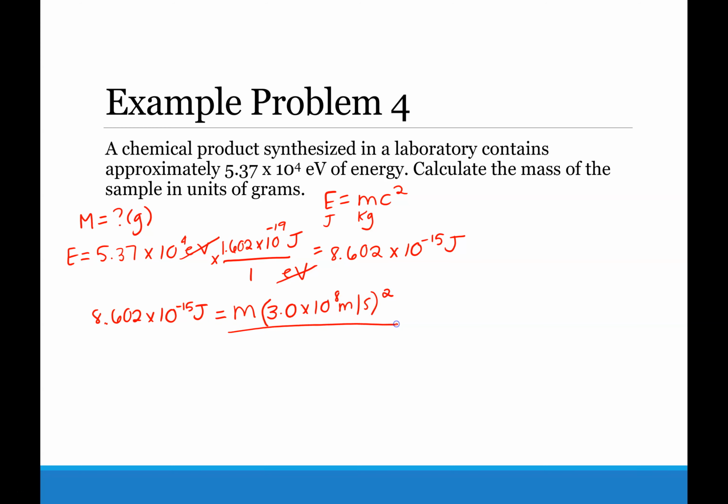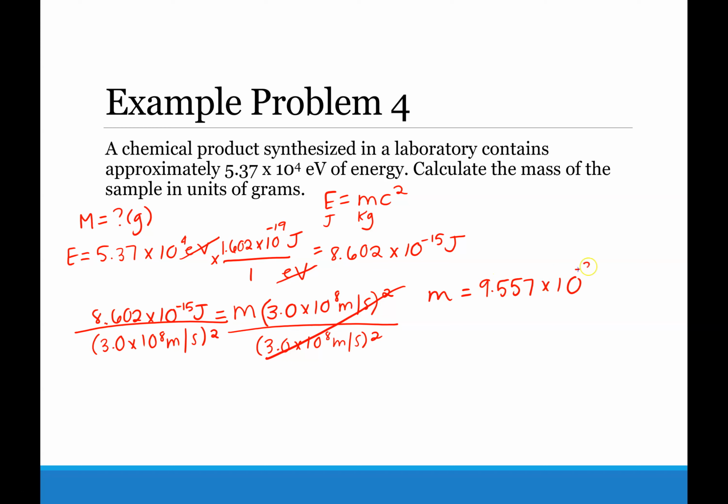So to isolate the mass, we're going to divide by 3.0 times 10 to the 8 meters per second squared, and that will cancel. And so bringing it over to the other side, 3.0 times 10 to the 8 meters per second squared. When you divide our value for E by the speed of light squared, you'll get that the mass is equal to 9.557 times 10 to the minus 32 kilograms.